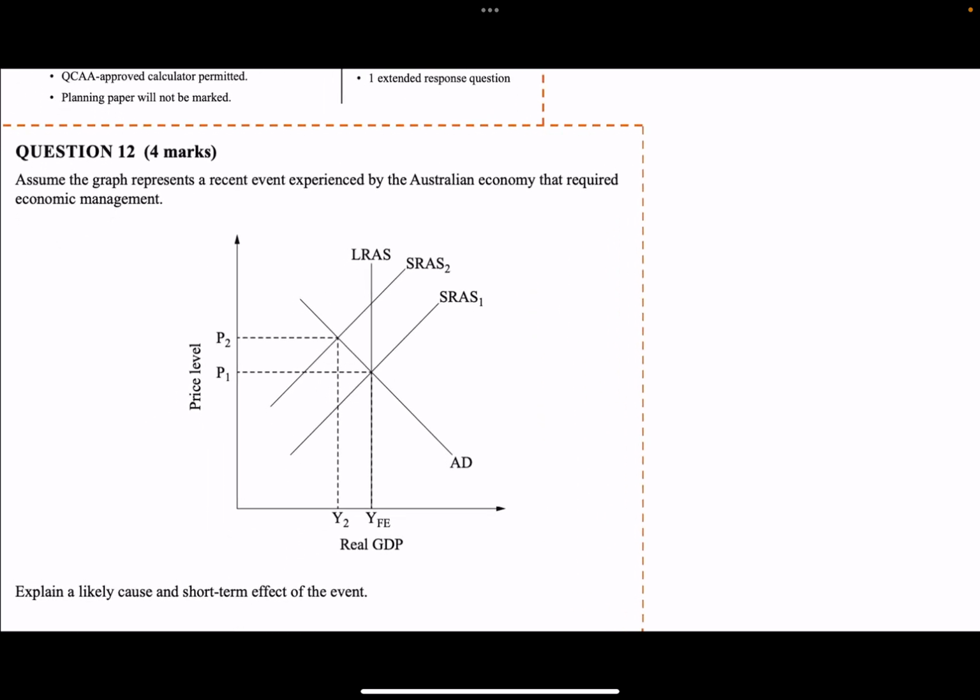Assume the graph represents a recent event experienced by the Australian economy that required economic management. Explain a likely cause and effect of the event. Okay, so there's an economic management component. Down the bottom we can see our cog verb, and then we're being asked to look at the cause and the effect of the event. So the first thing we have to do is have a think about what this event looks like.